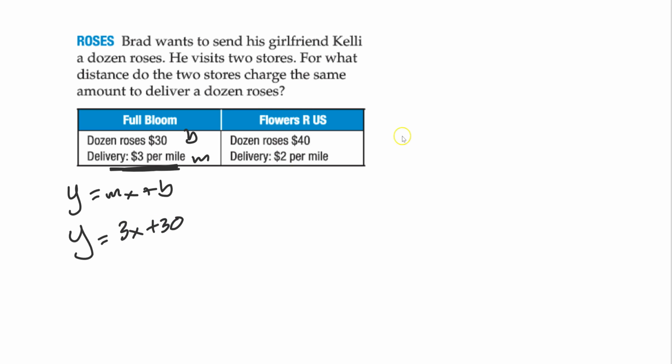Let's talk about Flowers R Us. They're going to get sued by Toys R Us, so don't invest in stock. y equals mx plus b. In this case, a dozen roses are $40. But they only charge $2 per mile. So that's my equation there.